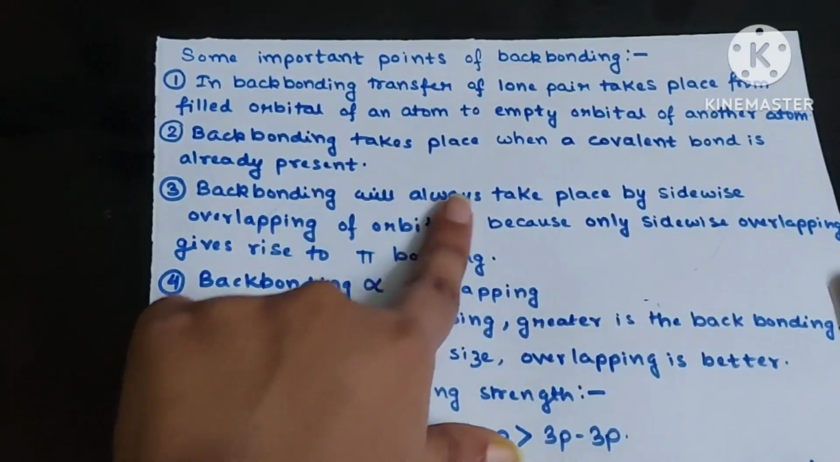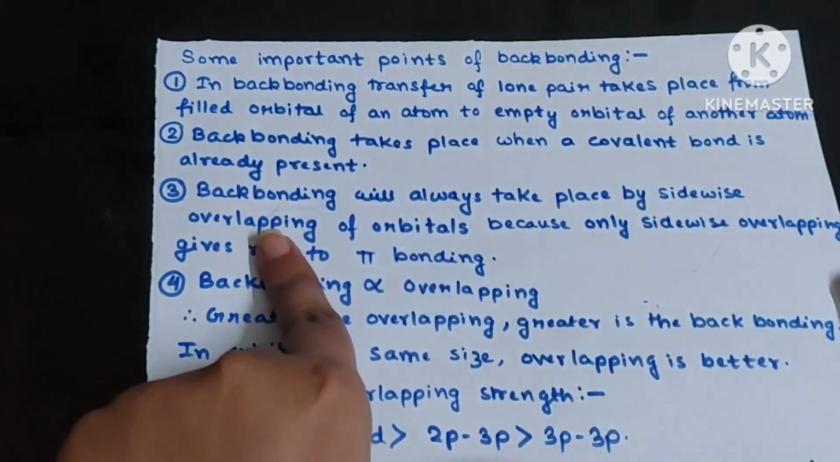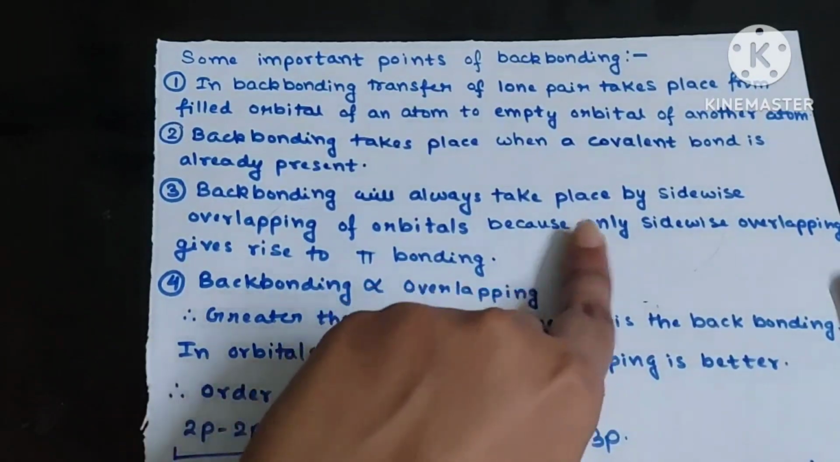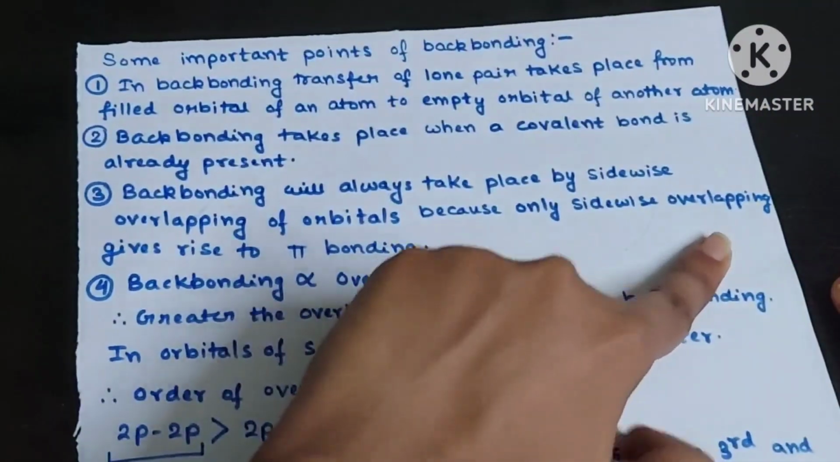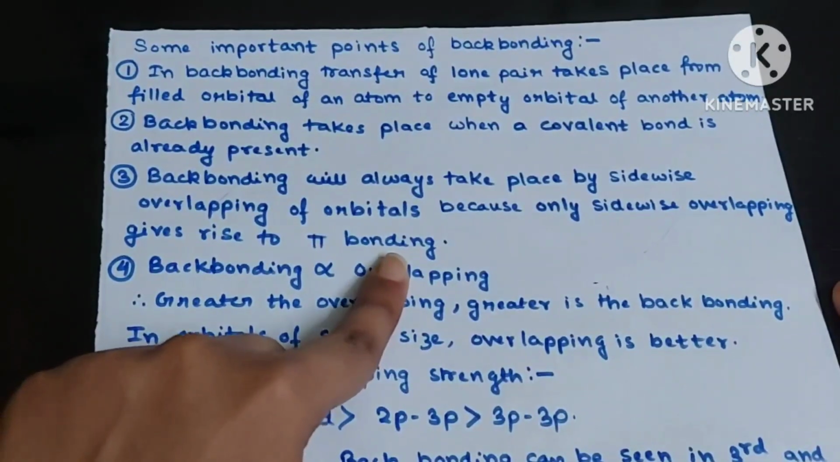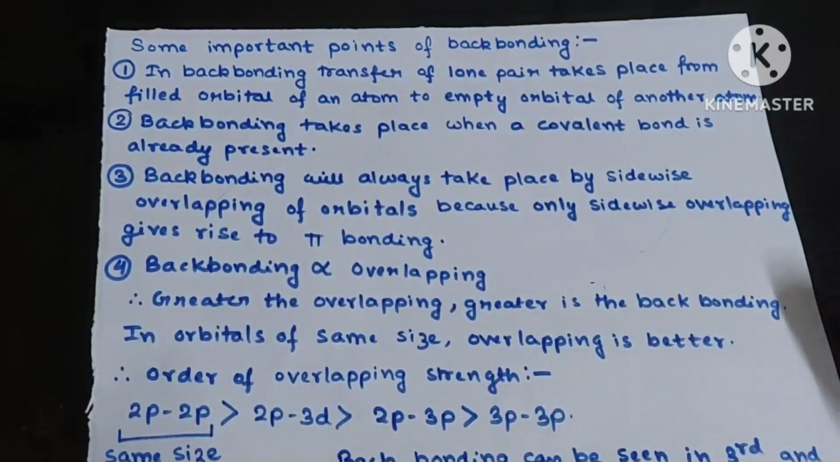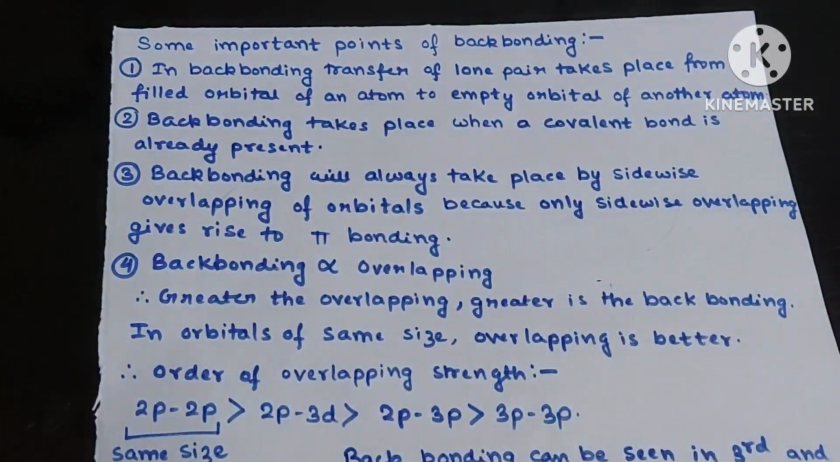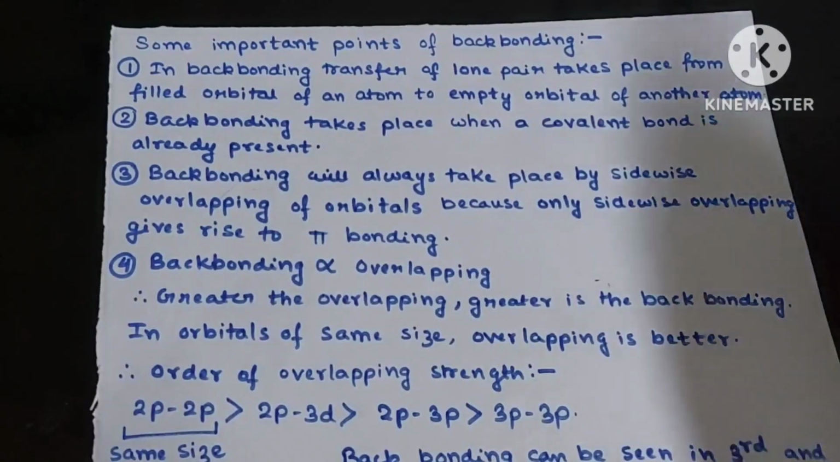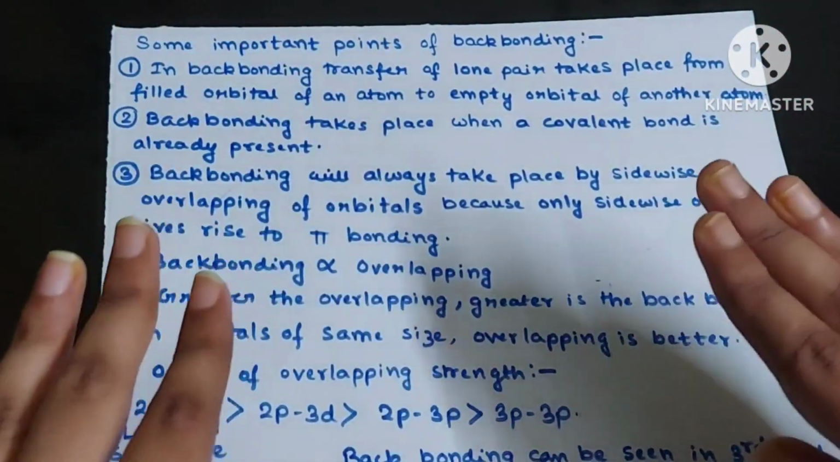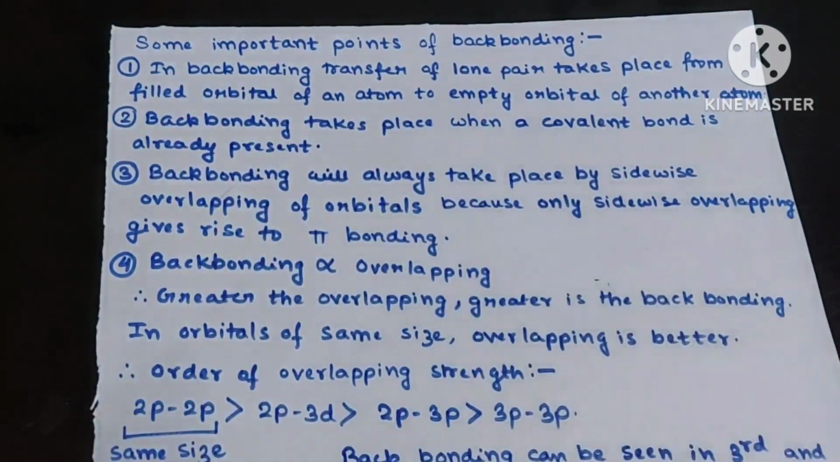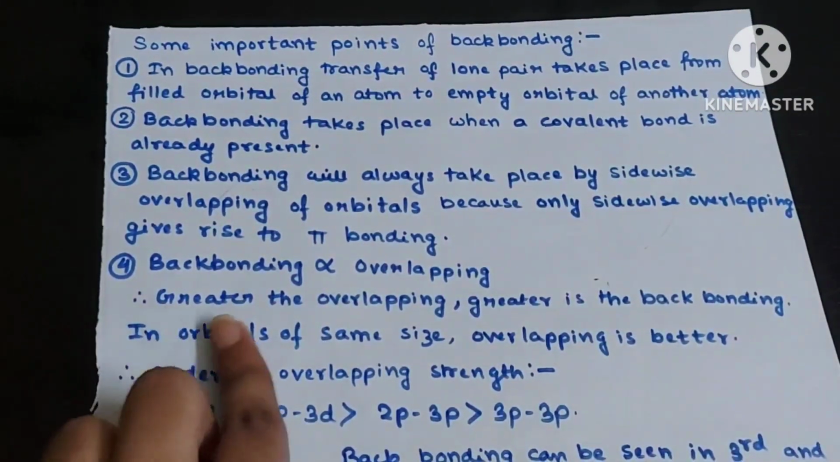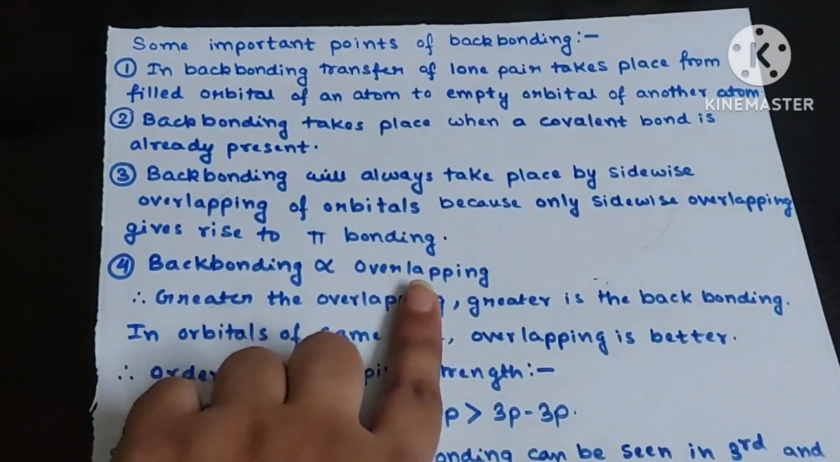Okay, back bonding will always take place by sidewise overlapping of orbitals, because only sidewise overlapping gives rise to pi bonding. Okay, because we know when overlapping takes place along the axis, then sigma bond is formed, and pi bond is formed when sidewise overlapping takes place. When sidewise overlapping takes place, then only pi bond will be formed. And back bonding is directly proportional to overlapping.